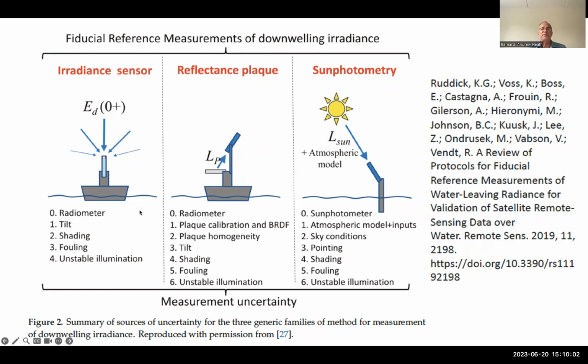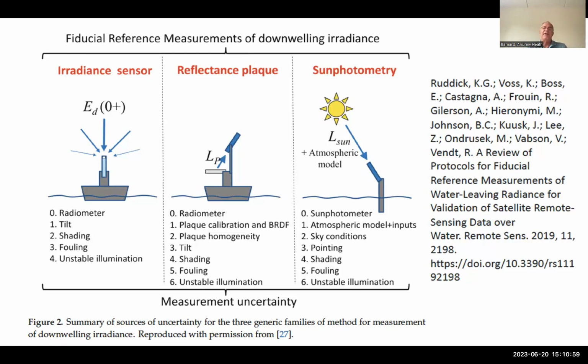Some things that affect the measurement uncertainty here are obviously the radiometer that's going to be there in every one of these figures, and the tilt of the sensor. If the system's tilting a whole lot, you're no longer pointing parallel. You're moving back and forth and looking at different fractions of reflectance off the water versus what's coming out of the sky and the sun. Shading: you never want the sensor to be shaded by anything, like a bigger superstructure of the deck. Otherwise, you're not measuring the sky condition of irradiance. Then fouling, and unstable illumination.